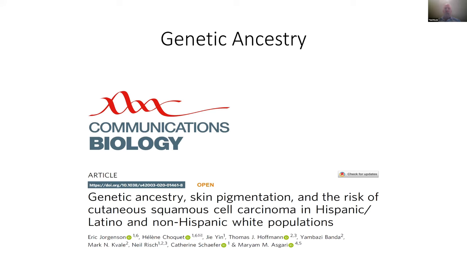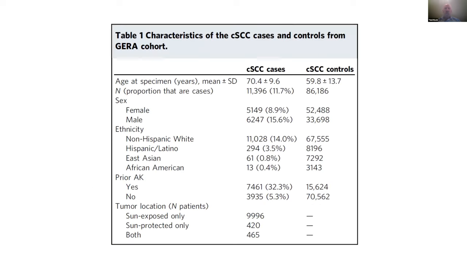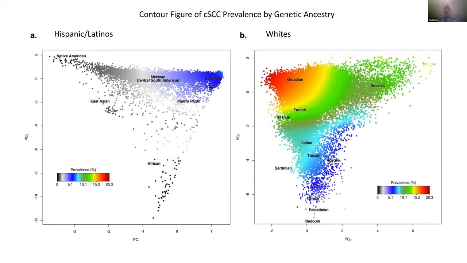So this is cutaneous squamous cell carcinoma, which is the work of Eric Jorgensen on our Kaiser GERA cohort. It basically showed that, first of all, squamous cell carcinoma is dramatically more common in whites than any other group. It has a moderate frequency in Latinos, if you look at the ethnicity frequencies here, but it's very uncommon in East Asians or African Americans. Okay, and it turns out there's a very strong genetic ancestry effect.